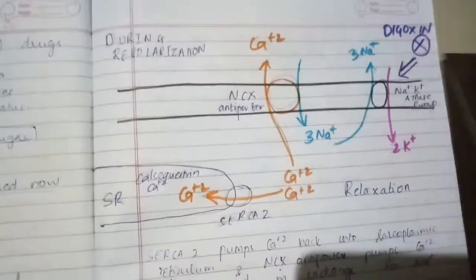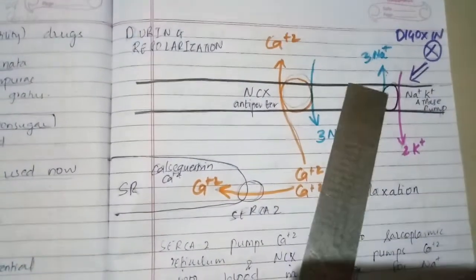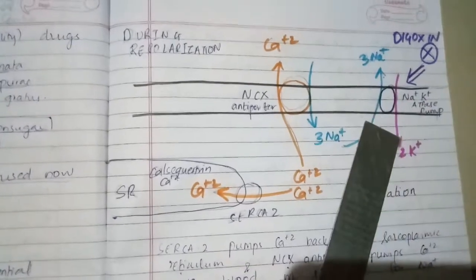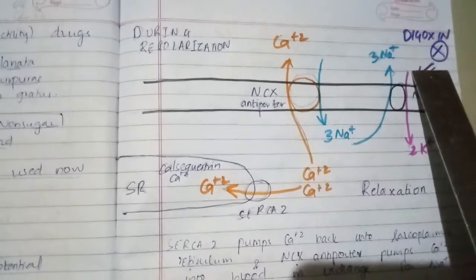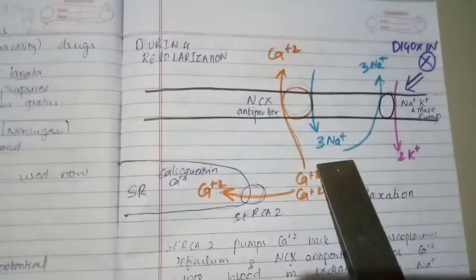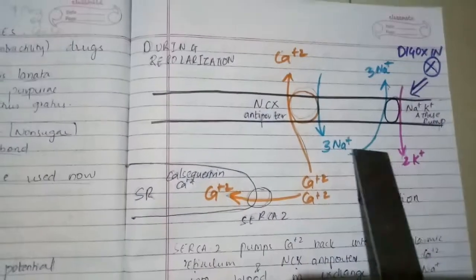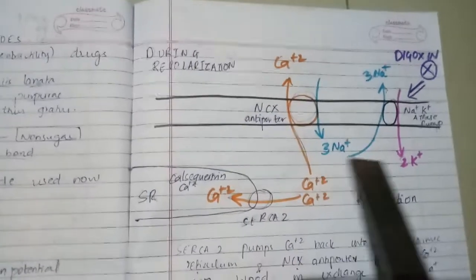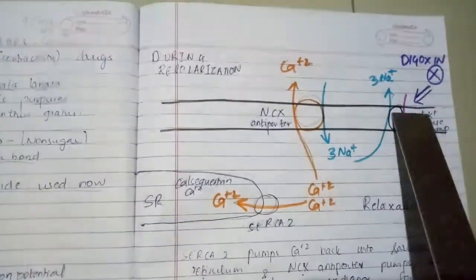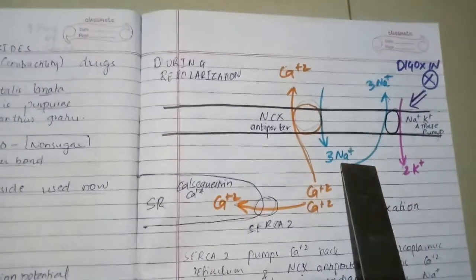Now digoxin acts here. Digoxin inhibits the sodium potassium ATPase pump. Imagine this pump is inhibited, so potassium doesn't move in and sodium doesn't move out. What is this going to cause? There is going to be a slow accumulation of sodium inside the cell, because the pump is not working and sodium is not moving out.